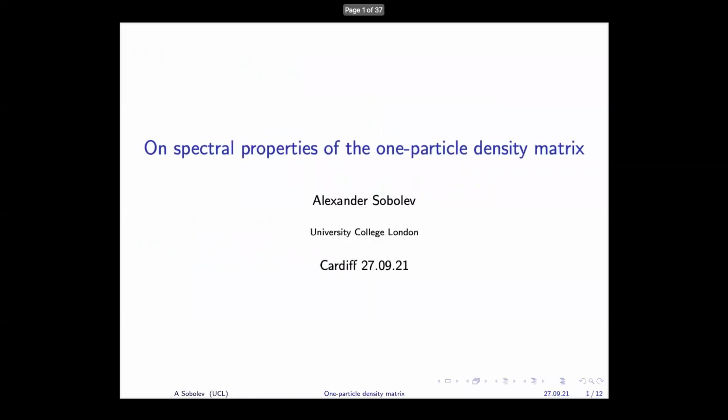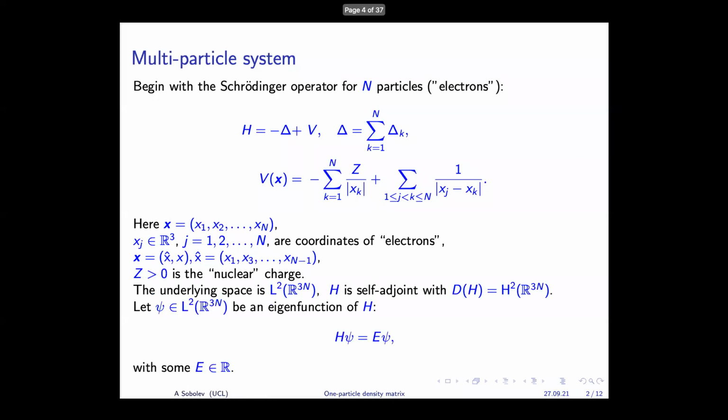So what do we do? Right, I will show everything straight away. So, as I said, Z is a nuclear charge, and the underlying space, of course, is L2 on R3n. And it is very easy to check that this operator is actually self-adjoint on the Sobolev space of twice differentiable in the sense of distributions functions on the whole space R3n. This is a simple exercise, but I found that I have to say it every time when I'm introducing all these objects.